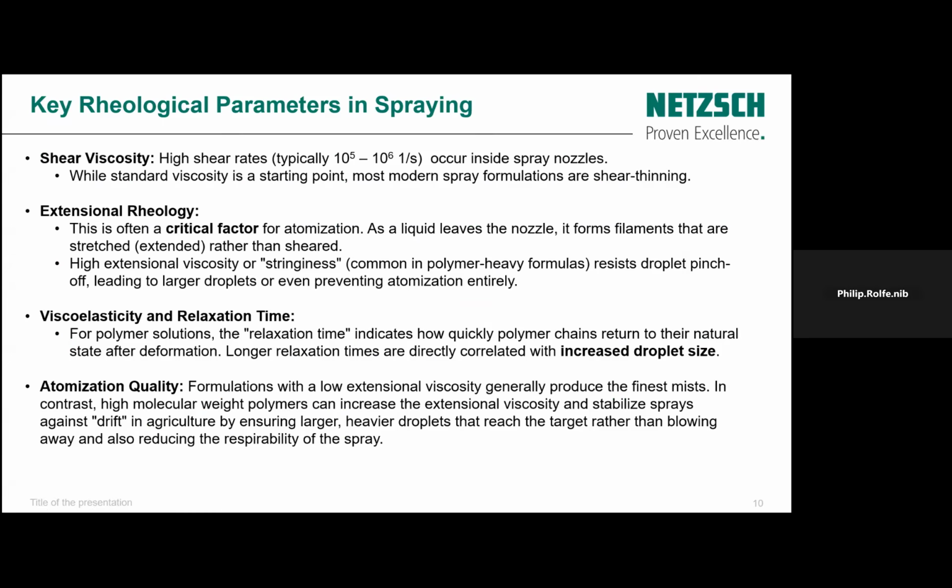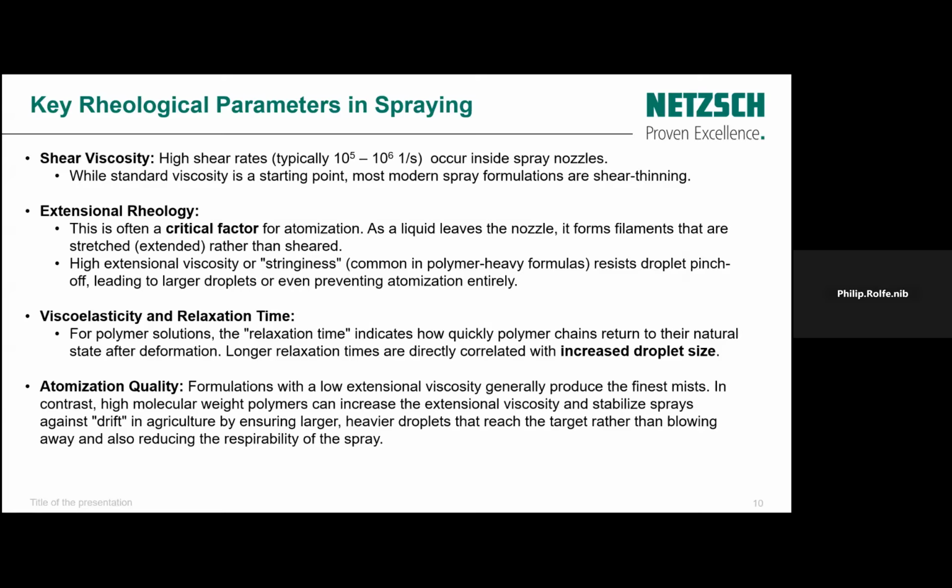Okay, so obviously for spraying itself, the viscosity needs to be measured sometimes in the spray shear rate, which is 10 to the 5 to 10 to the 6 reciprocal seconds occurring in a spray nozzle. And most sprays are actually non-Newtonian. So things like water obviously are Newtonian, but most sprays have some kind of thickener in them, and it shear thins as you spray it.